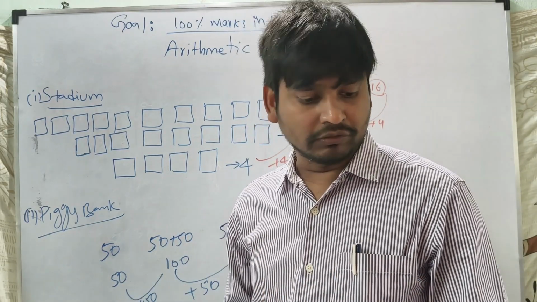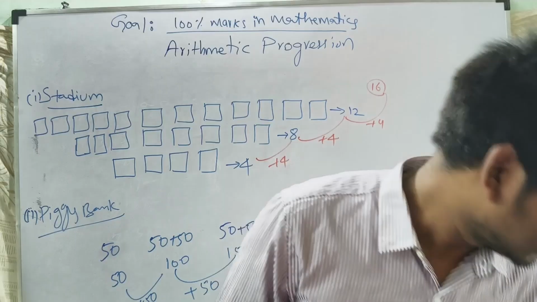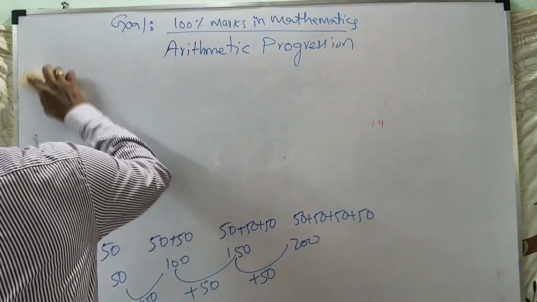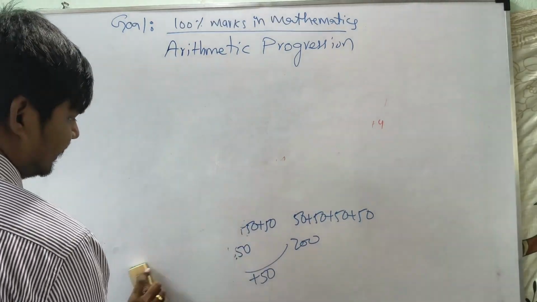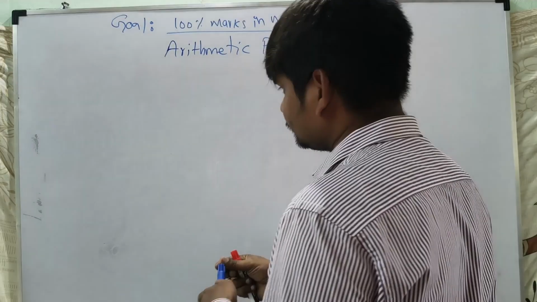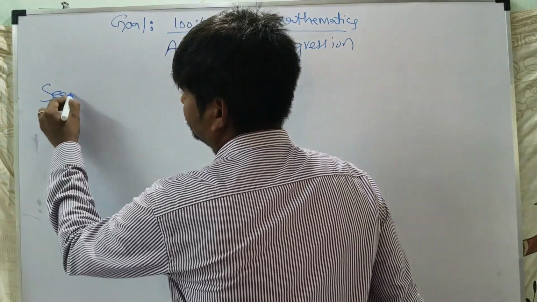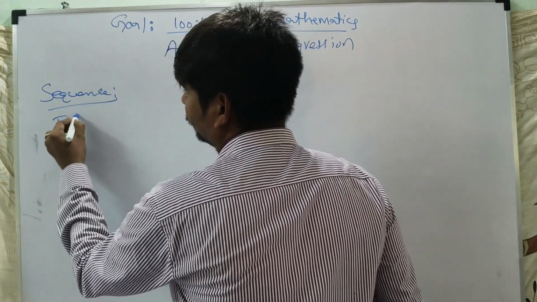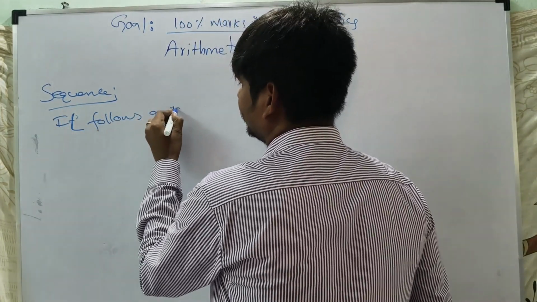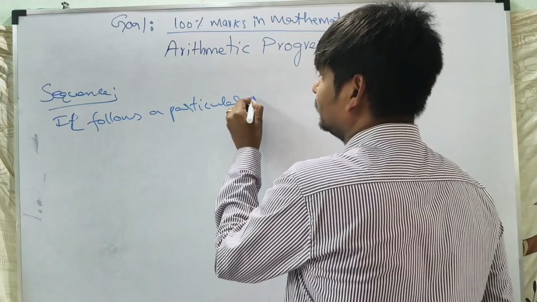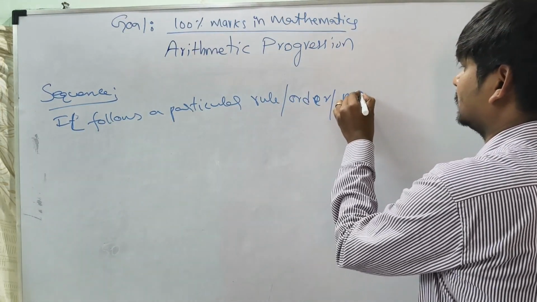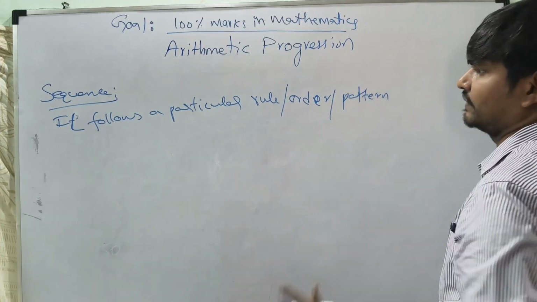Okay, we move on to the concept. Before explaining this concept, you must know the word sequence. What is the meaning of sequence? First I'll explain this. See here, a sequence is nothing but something that follows a particular rule or order or pattern. That is called a sequence.